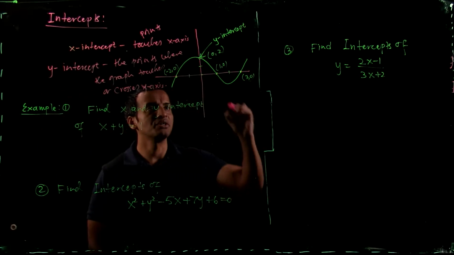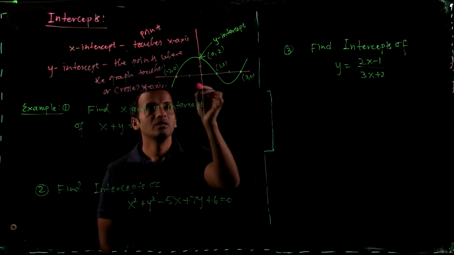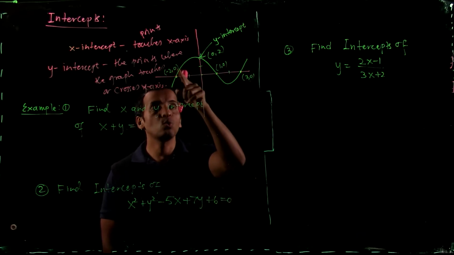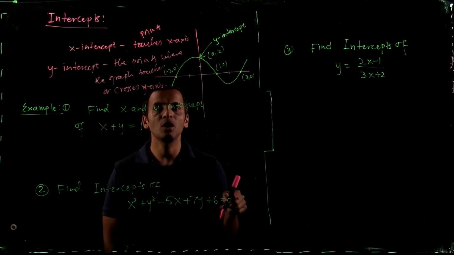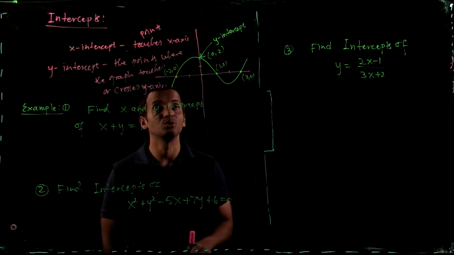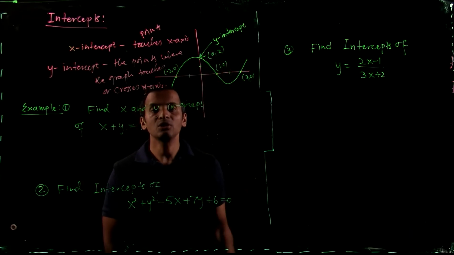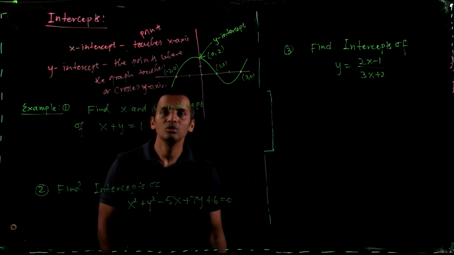As you can see here in this example, the x-intercepts are (-2, 0), (1, 0), and (3, 0). All of the x-intercepts have y component 0. So to find the x-intercept, we plug in y equals 0. Also for the y-intercept, you can see the x component is 0. That's why to find the y-intercept, we plug in x equals 0.